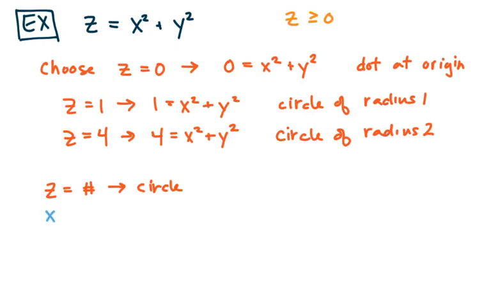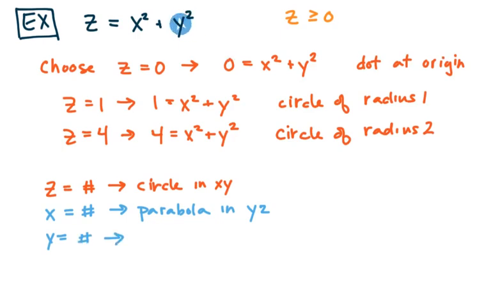How about if I let x equal a number? If x equals a number, we would have a constant. And if this x squared became a constant, we would have y squared equals z. So that's a parabola in the yz plane. So we've got a parabola in yz, and that circle is in xy. Similarly, if I let y equal some number, this becomes a constant, and I have x squared equals z. So this is a parabola in the xz plane.